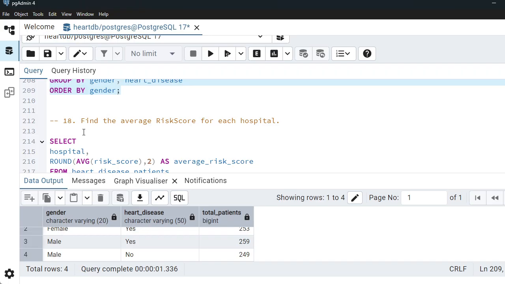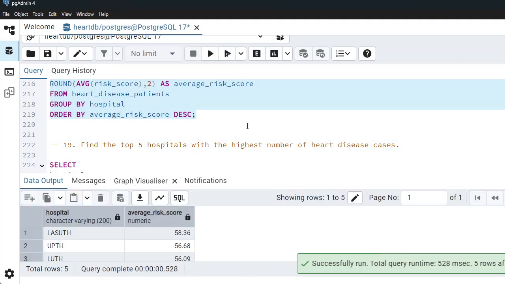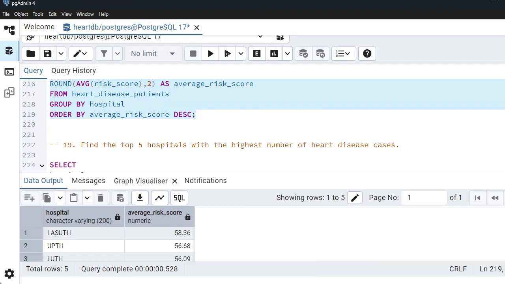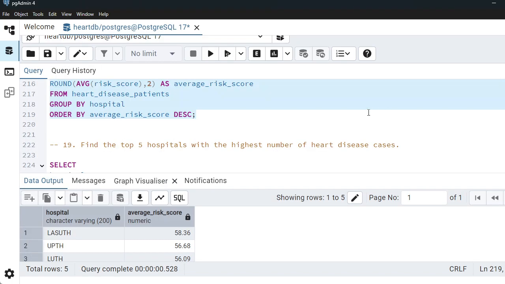Alright, so now I want to find the average risk score for each hospital. So average risk score for each hospital. Now you run this, it's going to give you the average risk score. Now this is the last risk score, and also the UPTH and the LUTH and the National Hospital and the UCH. So these are the information for that.